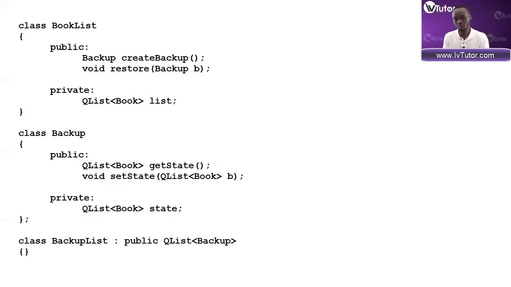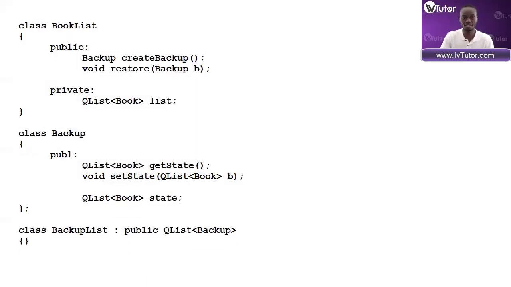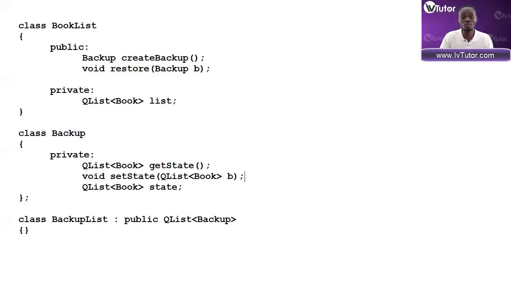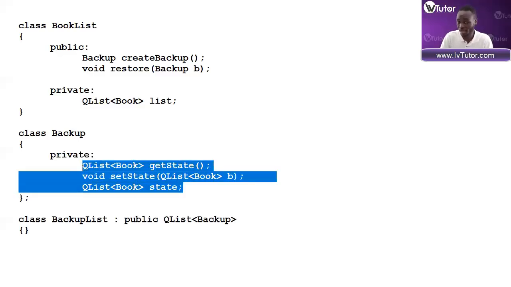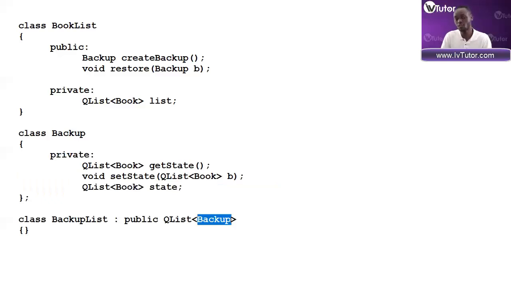Now, for us to achieve this requirement, we simply need to make everything private inside the Memento class. Once everything is private, it means that your caretaker can no longer call the get state function or the set state function. It has no access to the state of the backups that it's keeping here. So then it becomes impossible for this backup list class to touch this state here. In other words, it simply becomes nothing more than a caretaker.